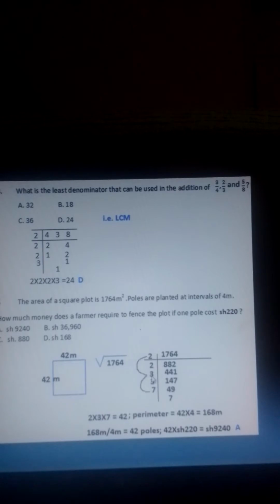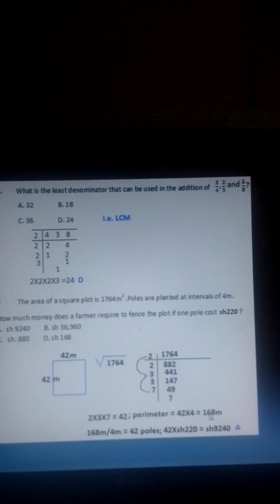2 times 3 is 6. 6 times 7 is 42. So the square root of this number is 42. So the length of this side is 42, and because it's a square, all the sides are equal. So to get the perimeter of this square, you multiply 42 times 4 and you get 168 meters. So the distance round is 168 meters.